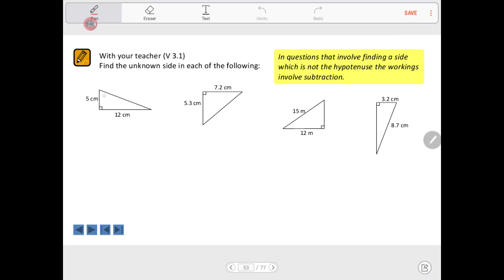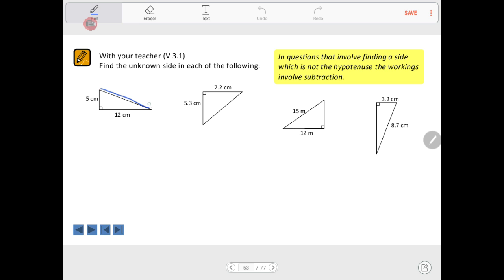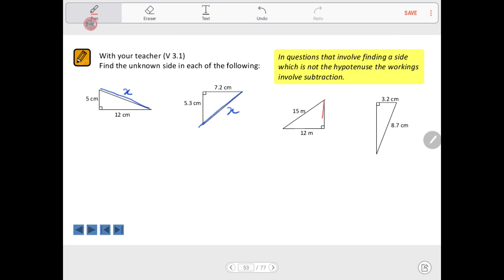So here on the very left, we're trying to find this side here. I'll just call it x. Here, there's no number on this side, so we're trying to find that one. With these ones here, we're trying to find this side, and here we want this side. So if there's no number next to the side, or there's, say, a letter x, that's the side they want you to find.